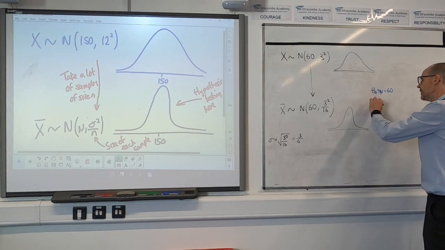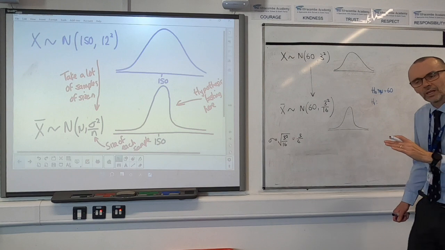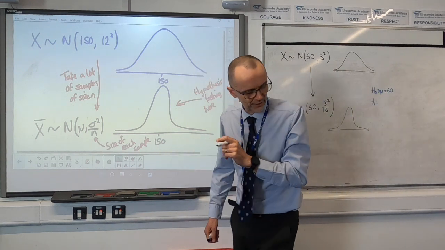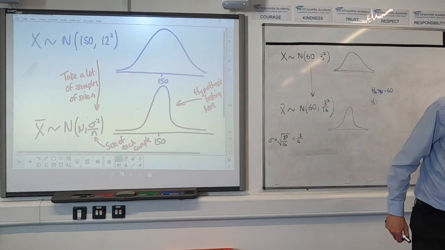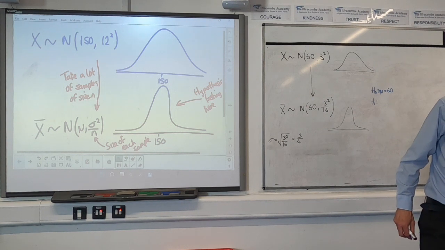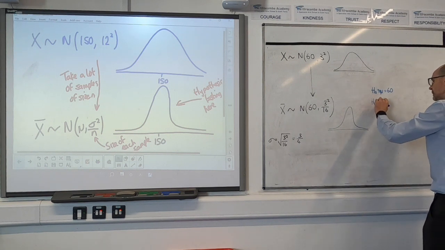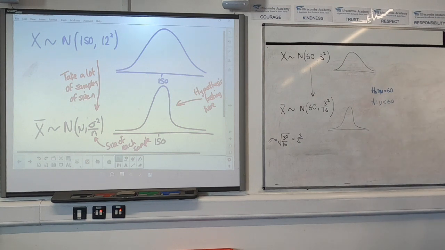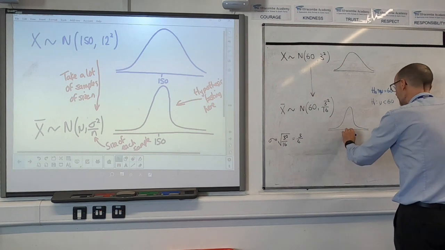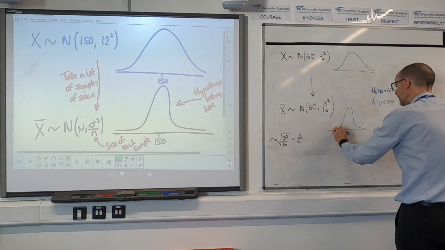But my alternative hypothesis, well, is it a one-tail or a two-tail test? Let's read the question carefully. The trading inspector has received complaints that the company is overstating the mean. So the trading inspector is suspicious and thinks that actually the mean might be less than 60. So we've got a one-tailed problem here.